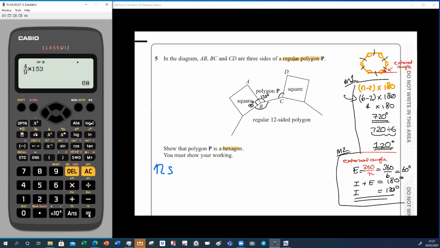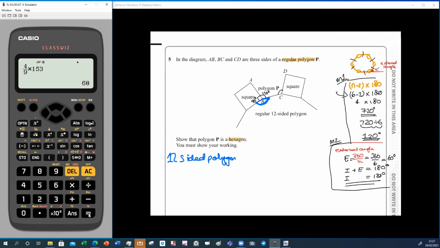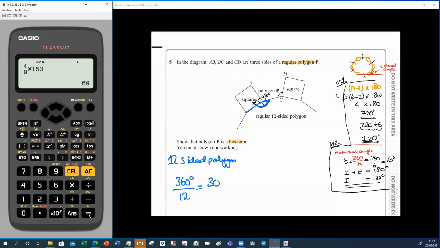So for the 12-sided polygon, we need to work out what this angle B is. How do I work that out? 360 minus 120 plus 90. So we need to do 360 divided by 12. What's 360 divided by 12? 30. So 30 will be this angle here, by the way. That angle is 30.